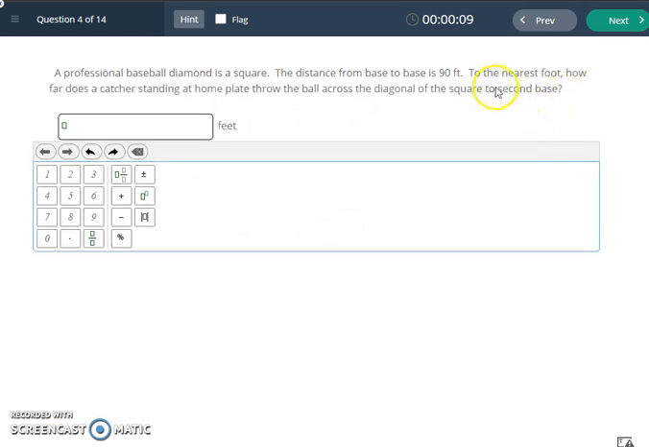Alright, so this one we have a baseball diamond. Remember, a baseball diamond is simply going to be a square. And if you draw the diagonal across the square, you now have two 45-degree angles, so 45 on the bottom and 45 on the top. It says the distance from base to base is 90 feet. That means that each side of my square is equal to 90.